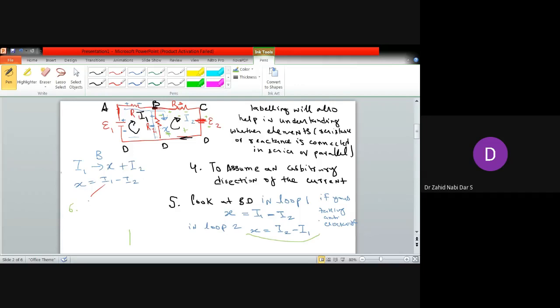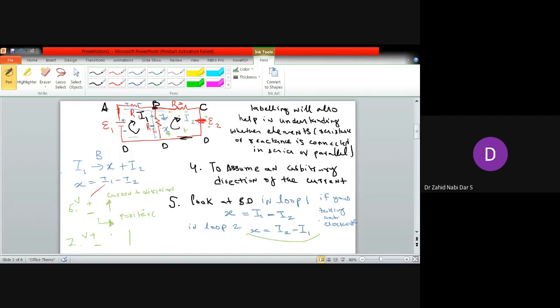Sixth concept is plus and minus. This is my voltage, and this is my current direction. If my current direction is moving in the voltage rise direction, then I take it as positive. Positive means the value of E1 would be positive. Seventh is, if this is my voltage.